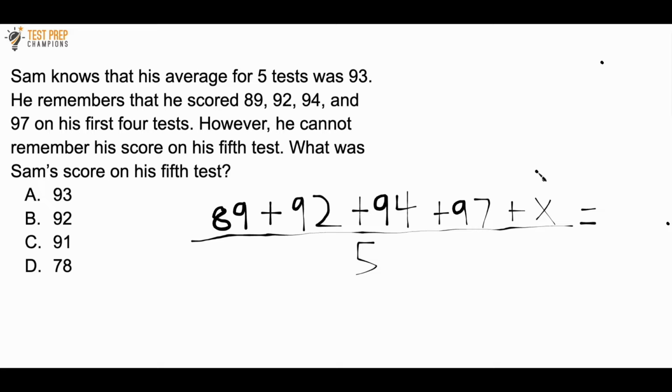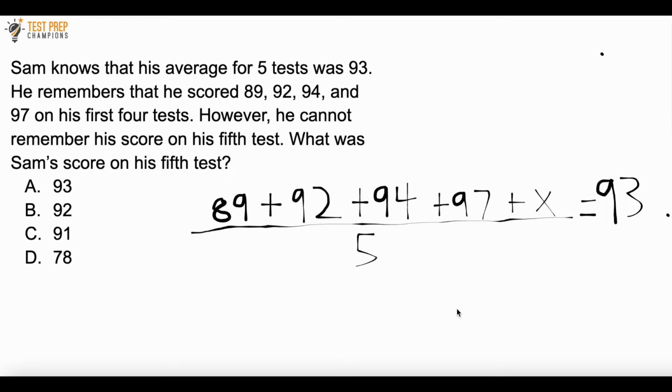But in this case, this is different from a general case of finding the average because there's a twist here. And the twist is that we already know that the average on all 5 tests was 93. But we don't know what the 5th test score was. So the name of the game here is to solve this equation for x. In other words, we want to get x by itself on one side of our equation, and that's going to give us the answer.